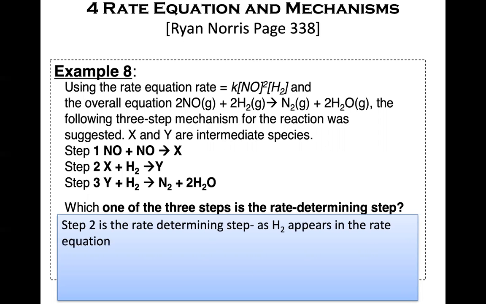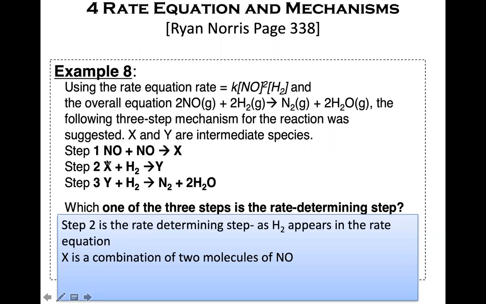So the rate determining step is step 2. If you say step 1, there's only nitrogen monoxide in step 1. What about the hydrogen? Hydrogen also appears in the rate equation. So step 1 is not the answer. For step 2, you may be questioning: there's only hydrogen, but there's no nitrogen monoxide. Okay, there is nitrogen monoxide, which is in the X. The intermediate X is actually a combination of 2 molecules of nitrogen monoxide. So indirectly, you can see that X contains 2 molecules of nitrogen monoxide.